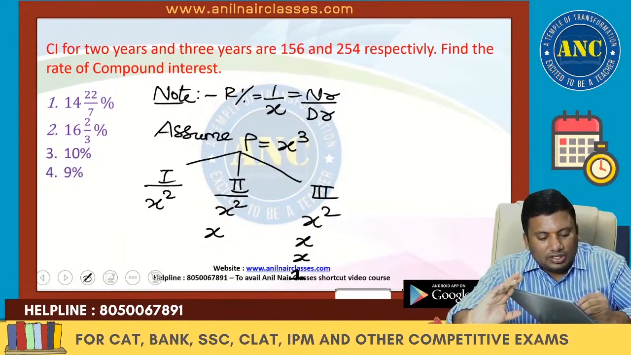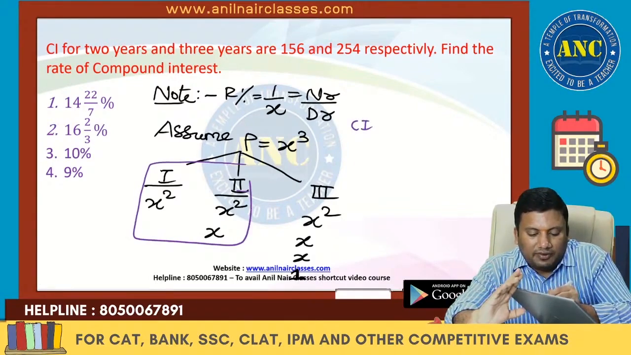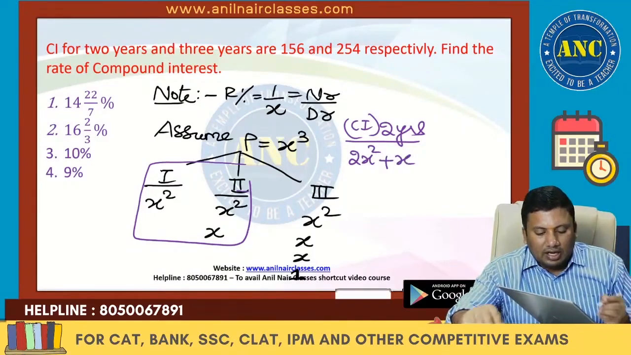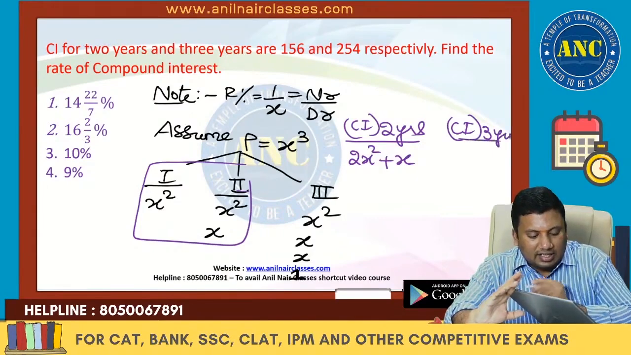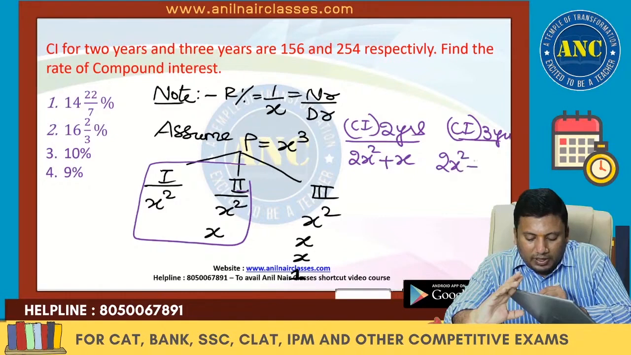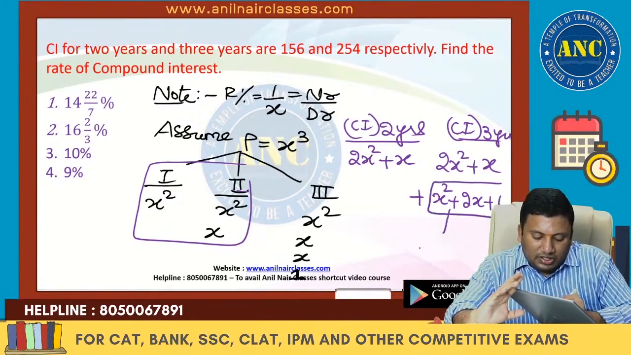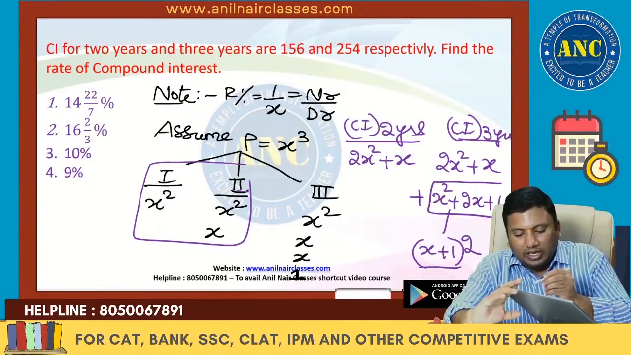Now if you see here, CI for 2 years, if I want CI for the entire 2 years, it is nothing but 2x square plus x. I hope it is clear. Now CI for 3 years is nothing but 2x square plus x square plus 2x plus 1. X square plus 2x plus 1 is nothing but x plus 1 whole square. I hope it is clear.